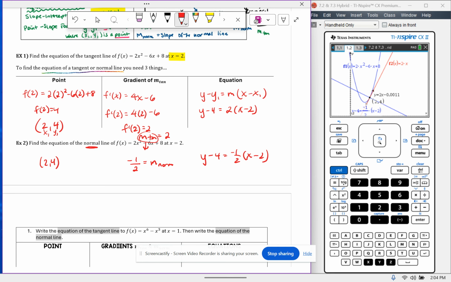Where did 4x minus 6 come from, the gradient? 4x minus 6, and the gradient of m. Very good. We took the derivative of the original and evaluated it at the point of interest. That returns the slope of the tangent line when x equals 2. The gradient and derivative are the same thing. Gradient, slope, derivative, all the same thing.